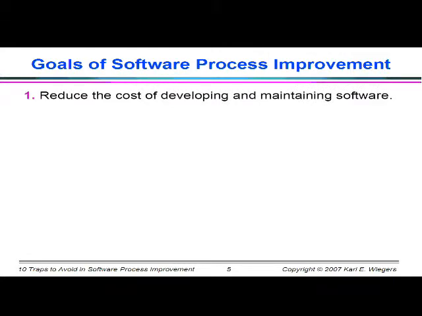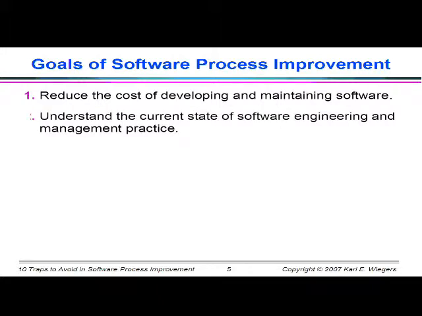So as you design and implement and adjust your software process improvement program, keep these 4 primary objectives of process improvement in sight. First, and I think the most important objective, is that we're trying to reduce the cost of developing and maintaining software. We're not trying to necessarily follow some rule book. We're just trying to improve the business results that we get.